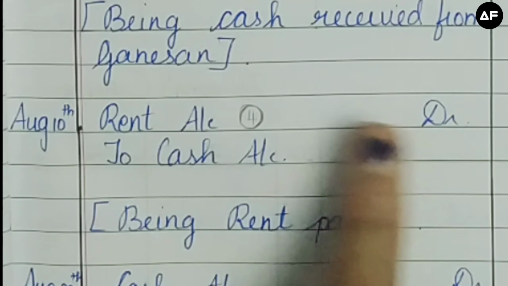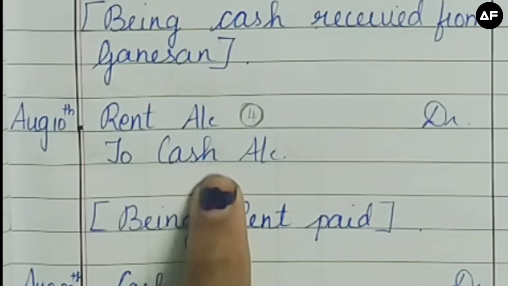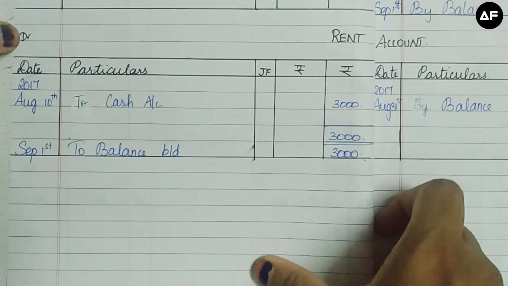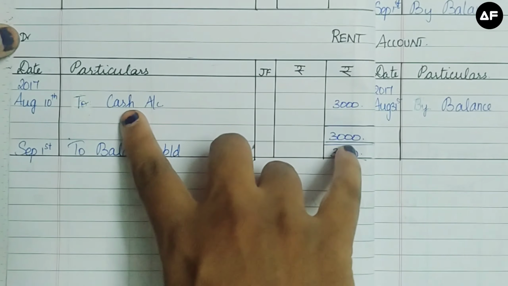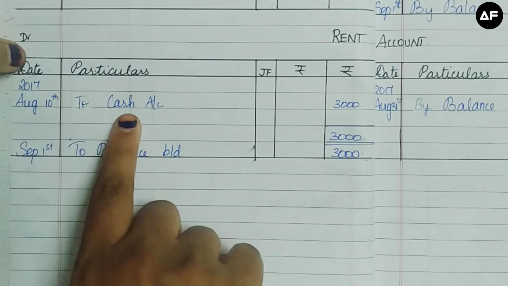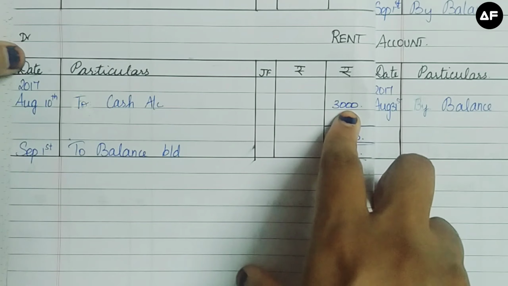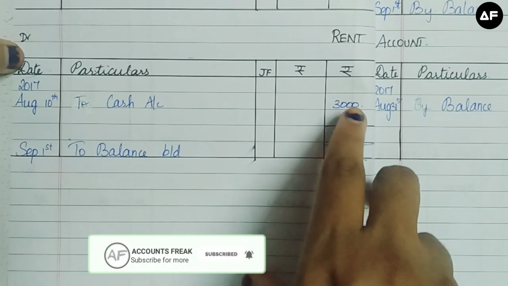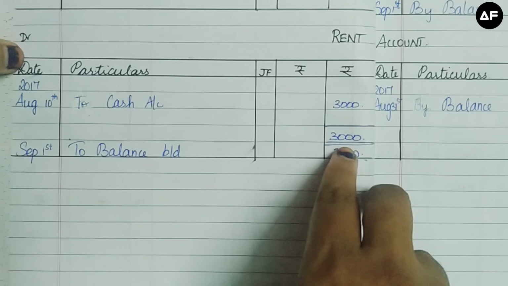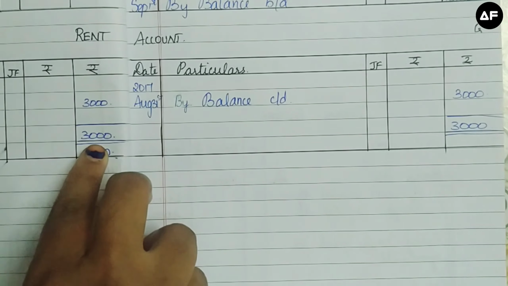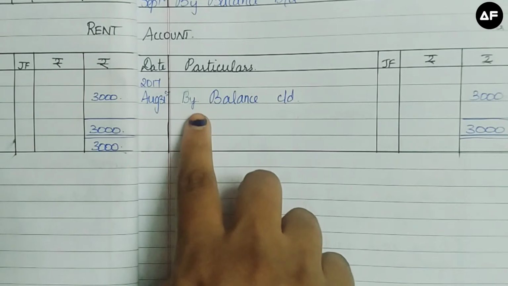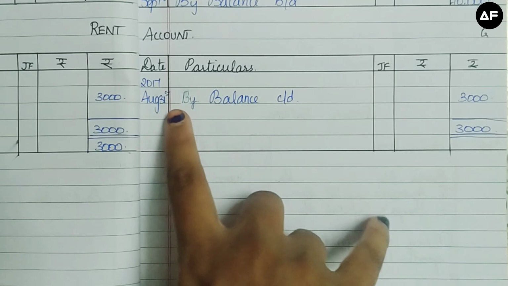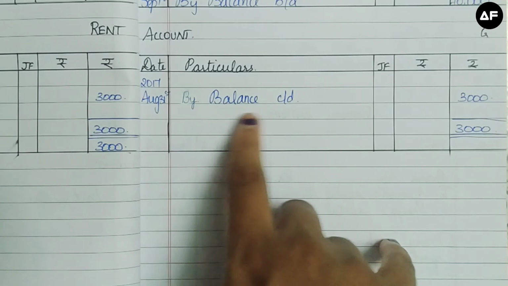Therefore, go to the debit side of the rent account and write the opposite account's name, that is cash account. So I go to the debit side of my rent account and record the opposite account's name, that is to cash account on the 10th, and in the outer column record the amount. This 3,000 is my only transaction, so I make that a total on both sides, debit and credit. On my credit side, I'm going to make it a carry down because it doesn't have anything other than that. So on the 31st, by balance carried down is 3,000.